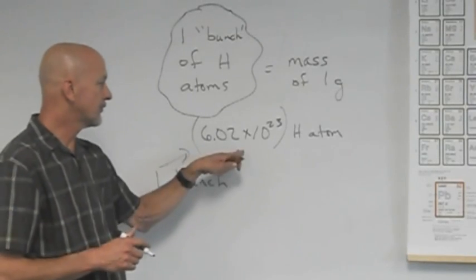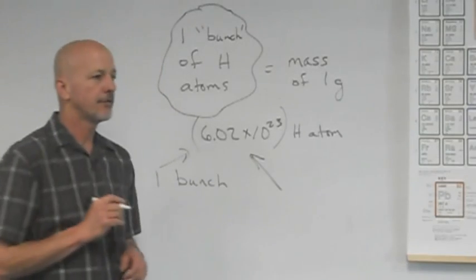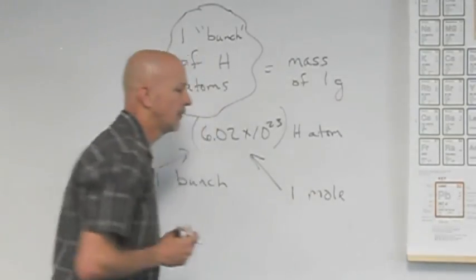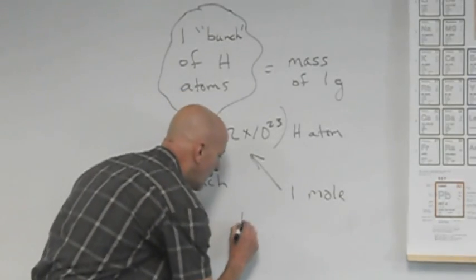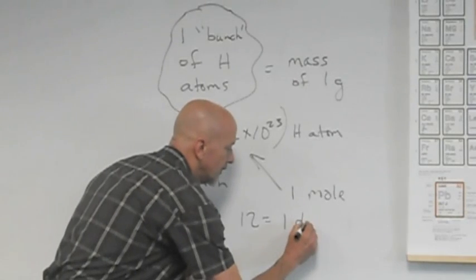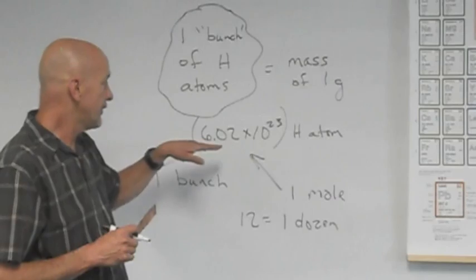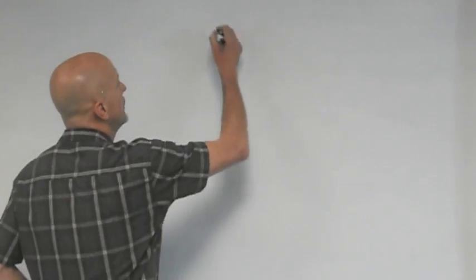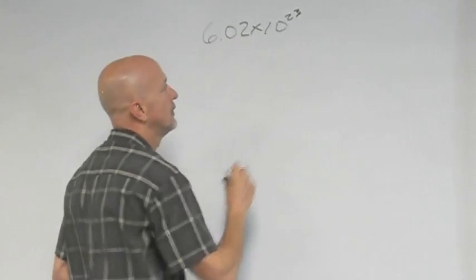And this number is so important that we say we are going to give it a name. It's called 1 mole. A mole. So mole is just a name for a number, the same as 12 equals 1 dozen. 12 gets a name. That number gets a name of a dozen. This number, 6.02 times 10 to the 23rd, gets a name, 1 mole.